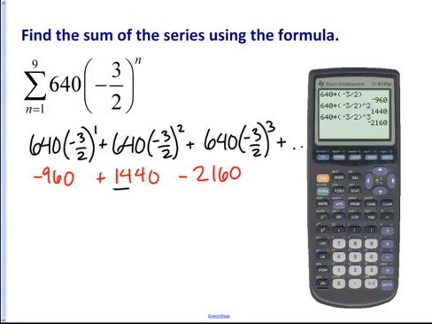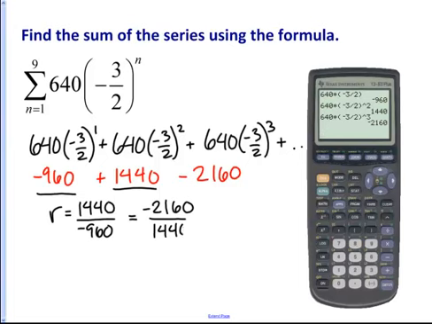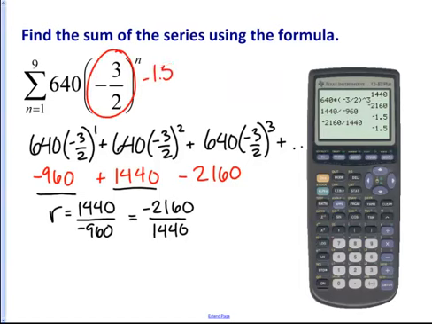Remember from the earlier sections that to find the common ratio, you can take any term and divide by the one before it. That'll work for any geometric series. So 1440 over 960 should be the same as negative 2160 over 1440, and we'll do both of those on our calculator just to make sure. So you can tell that the common ratio is negative 1.5, which is the same as negative 3/2. That thing that's being repeated is generally your common ratio.